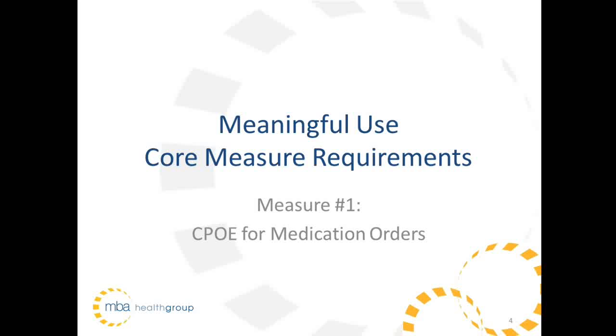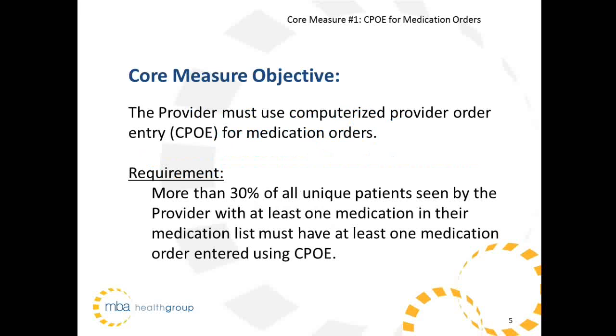Meaningful use core measure number 1 is CPOE for medication orders. The objective of this measure is to have providers enter all of their medication orders into the EHR. To meet this measure, more than 30% of all patients seen by the provider with at least one medication in their med list must have one medication order entered using CPOE.